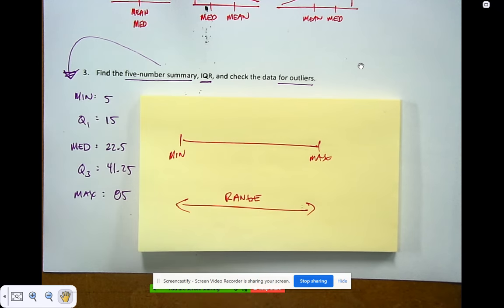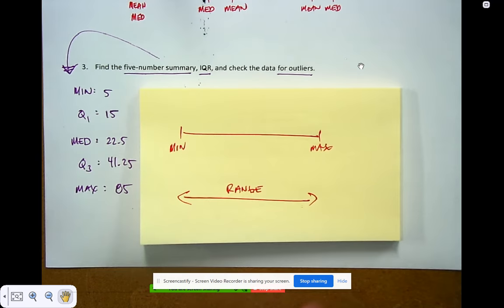From mathematics. Yeah, we just did that one.